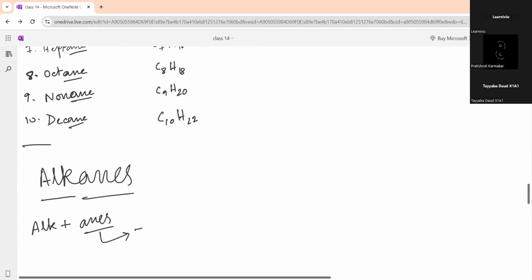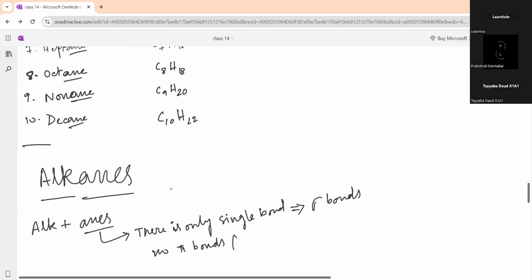Why anes? When there is only single bond, that means only sigma bonds, no pi bonds, as in no double or triple bond, then it would be anes. The suffix we will add will be ane.